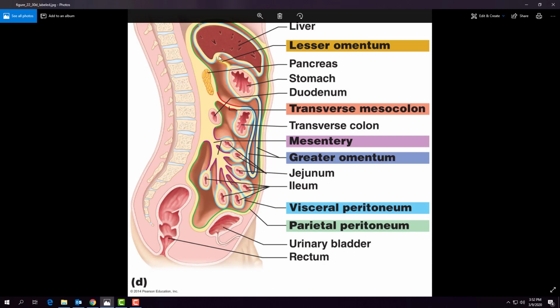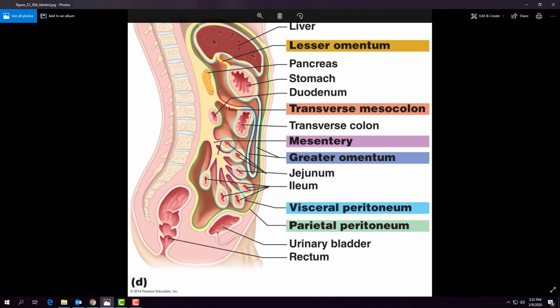And then here we have the lesser omentum that goes from the lesser curvature of the stomach up to the liver. And then here is the mesentery that you can see that's attached to all of the different sections, the tube as it's twisted within your abdominal cavity of the small intestine. So here is the mesentery, or we can call it the dorsal mesentery.